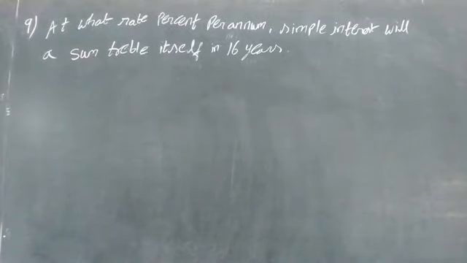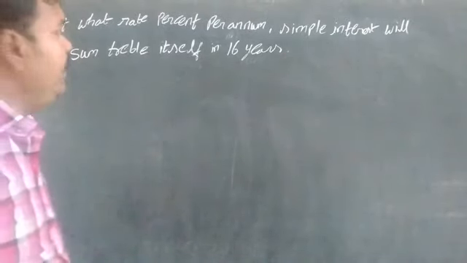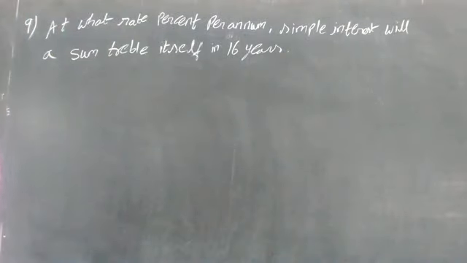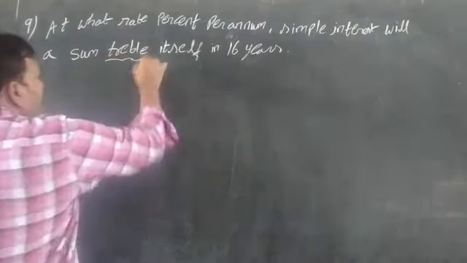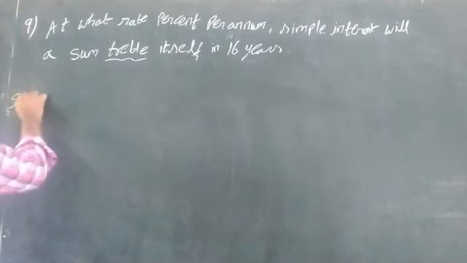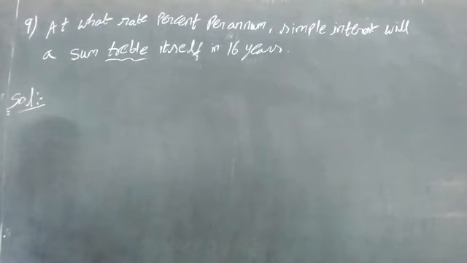Okay, here is the next sum. At what rate percent per annum simple interest will a sum triple itself in 16 years? Triple itself. Already I said about this word. The words double and triple relate to amount. So the amount is given to find interest.